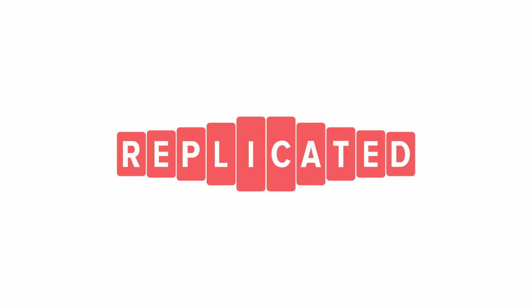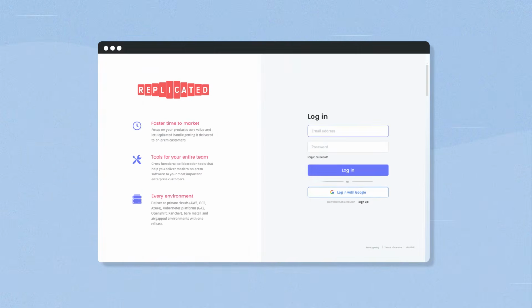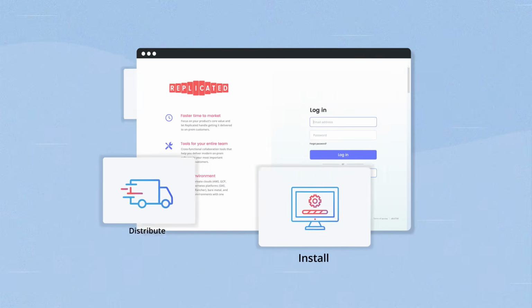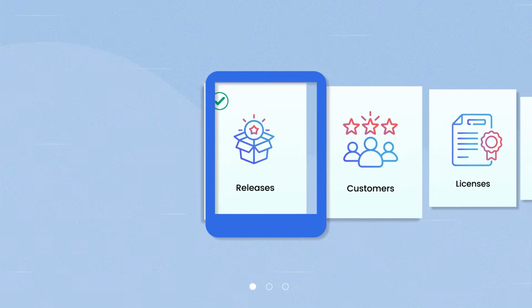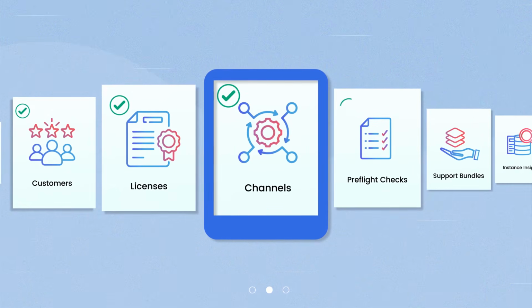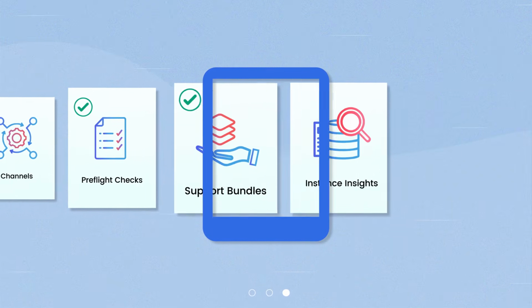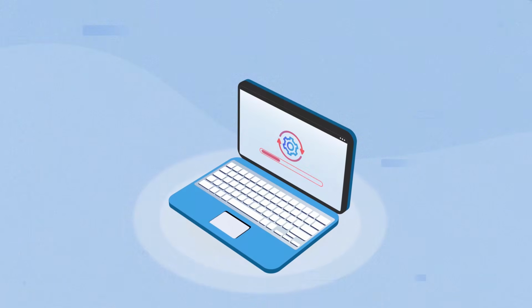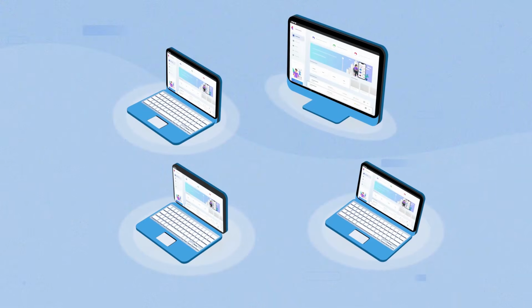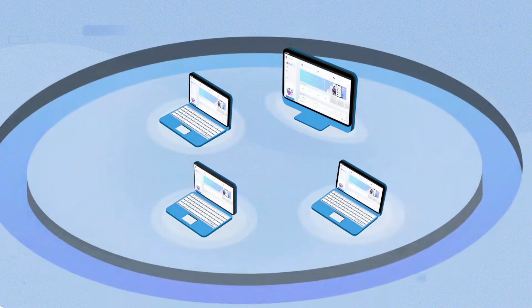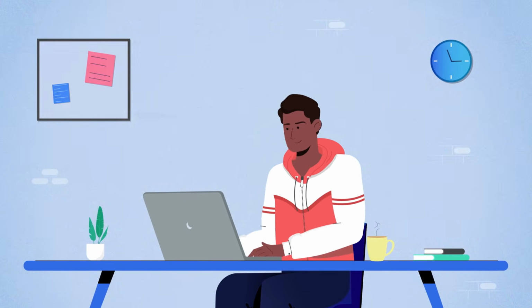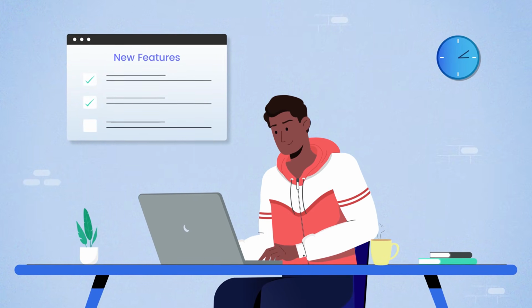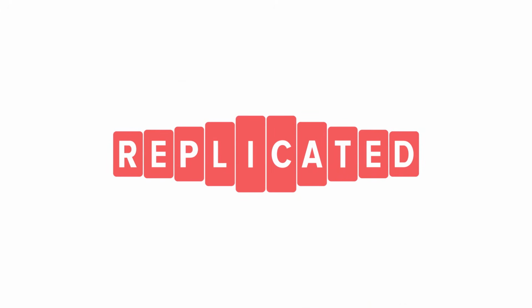Replicated is redefining how ISVs distribute software with a platform that optimizes the entire deployment lifecycle. Define how you want it to run. Easily manage your app, including releases, customers, licenses, channels, pre-flight checks, support bundles, and instance insights. And your customers can consume your software that's ready to be installed and run in even the most complex environments, including air-gapped, so your team can focus on efficiently building, selling, and supporting your software, and you can leave the distribution to us.